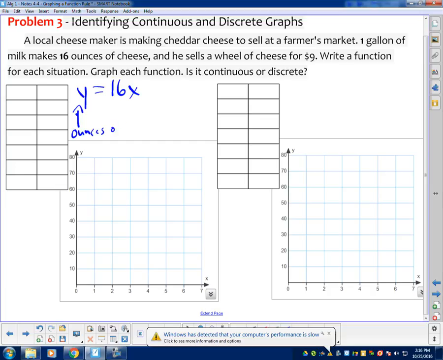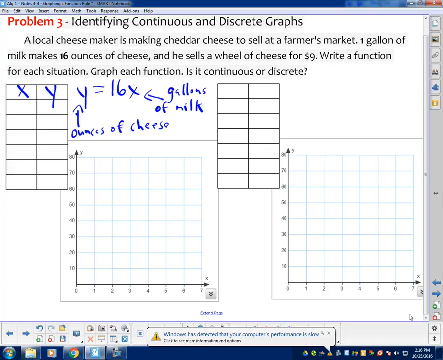Just draw an arrow and label it ounces of cheese. And x will be gallons of milk I need. It's cheddar cheese, of course. So we have y equals 16x. Label your table x and y. So what values of x should I plug in?